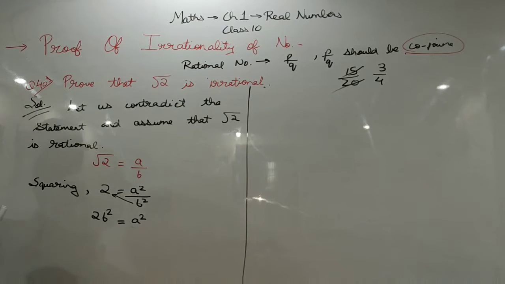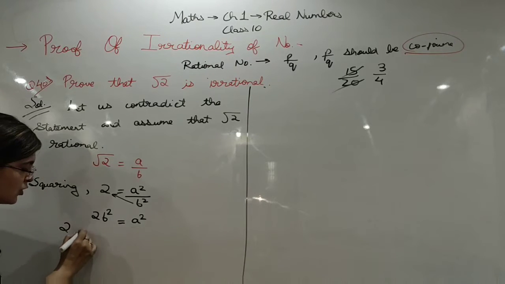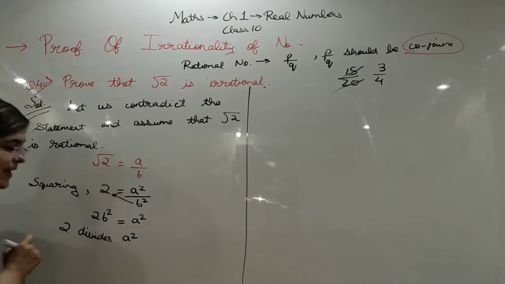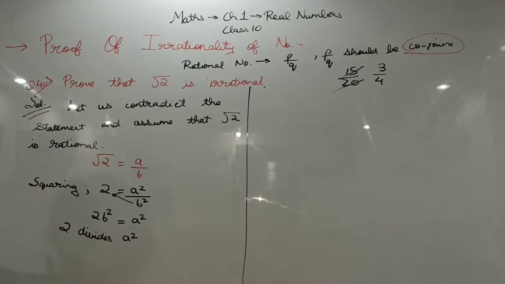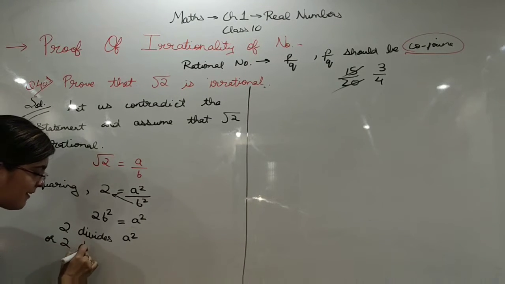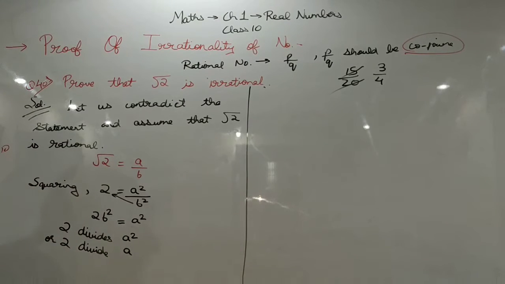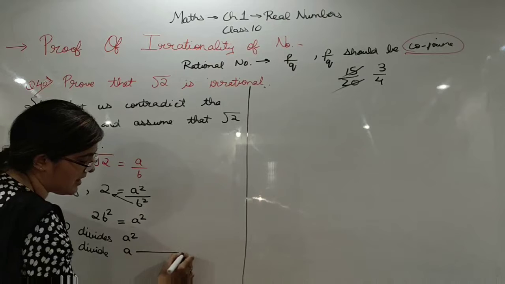Now we can say that 2 divides a square. How? If we write any number, 2 into something gives 10, that means 2 divides 10. So we have written the same thing: 2 divides a square. Now if 2 divides a square, then 2 will also divide a. So this is our equation 1.